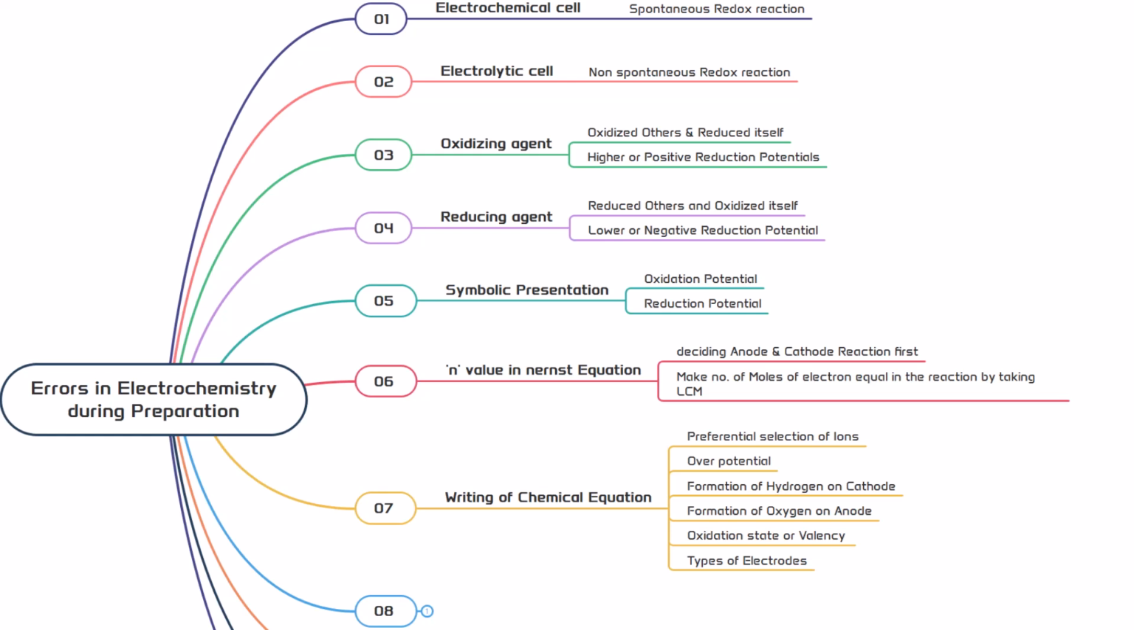Then the types of electrode. Types of electrode is very much important. If you have an active electrode, then you get the product accordingly. If there is an inert electrode, you get the product accordingly. So whatever electrodes are given to you, accordingly you will have to decide the product, and accordingly you have to write the anode and cathode equations.